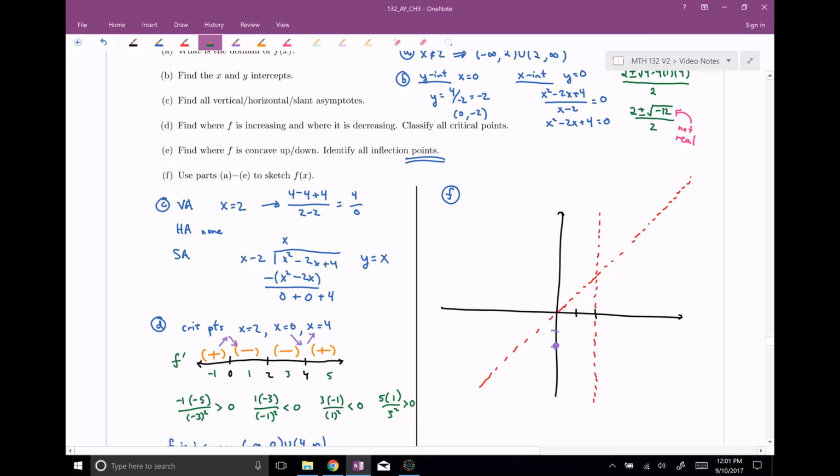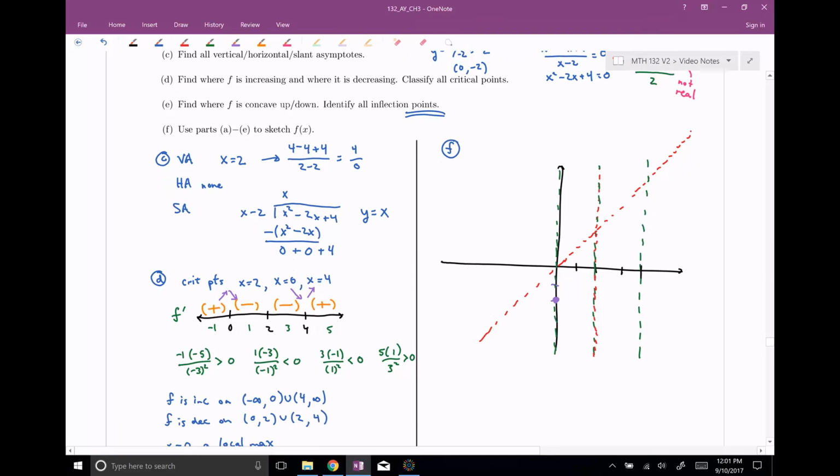So we need to break this up at 0, 2, and 4. So let's go over here to 4. Now let's break it up. At 0, I'm going to draw a line here. At 2, draw a line here. And at 4, draw a line here. Now, when you're less than 0, we know that we're increasing. Between 0 and 2, we have decreasing. Between 2 and 4, we still have decreasing. And then 4 and bigger, we have increasing.